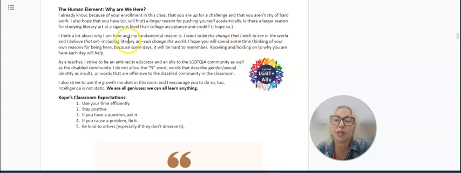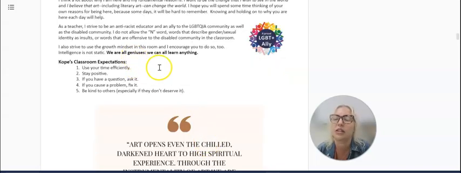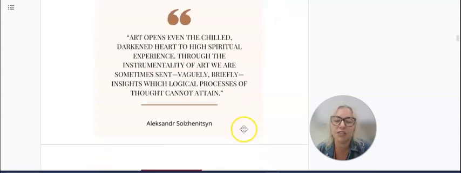I strive to be an LGBTQIA ally and anti-racist, and I support and uphold those groups, as well as the disabled community in the classroom. And so be careful what you say. I will call you out on things if it's not in adherence with this, because it's something I really believe at the core of everything I do. The classroom expectations are listed here. And then I've got this quote from Alexander Solzhenitsyn about the power of art.